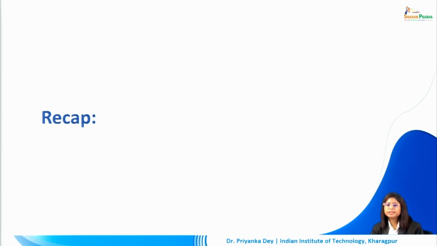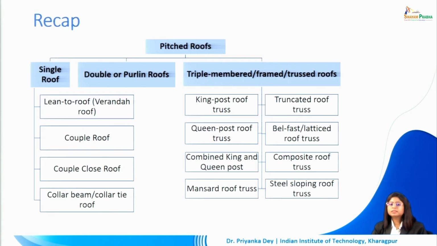Before we end today's lecture, let's again take a quick recap. So, we started off discussing the different types of pitch roofs. We've covered this in detail in the previous lecture. I hope you've gone through the same. So, we have single roofs, double or purlin roofs and triple member truss roofs. In single roof, we can have lean-to roof, couple close roof and collar beam roof.